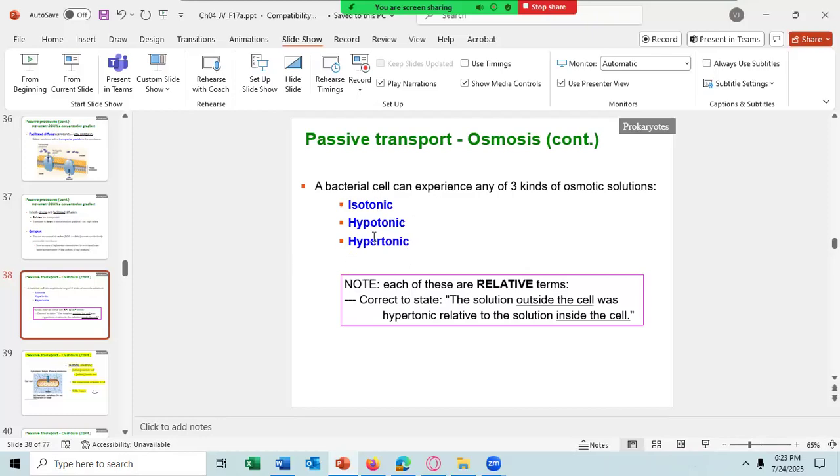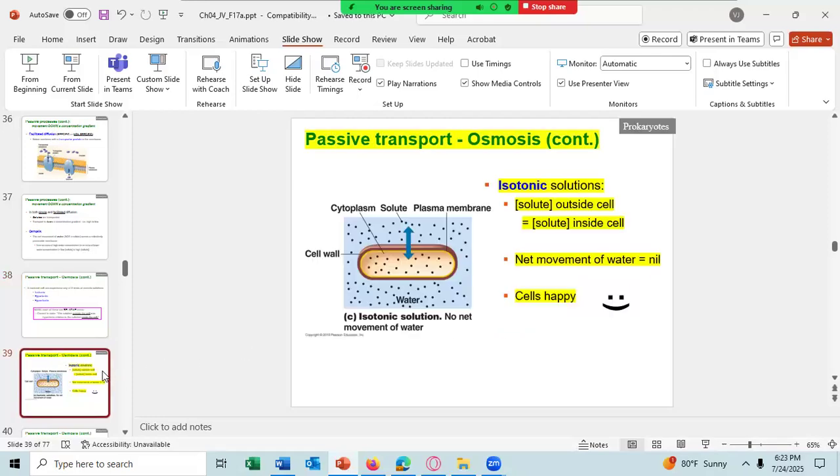Anyways, there are three types of tonicity: isotonic, hypotonic, and hypertonic. The tonicity is defined by the concentration of the solute. These are relative terms, where it's correct to say that the solution outside the cell is hypertonic relative to the solution inside the cell. Isotonic is the easiest to explain. That's where the concentration of the solute outside the cell is equal to the concentration of solute inside the cell.